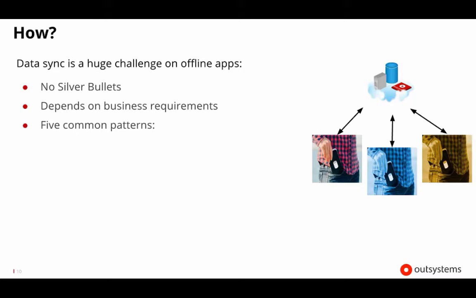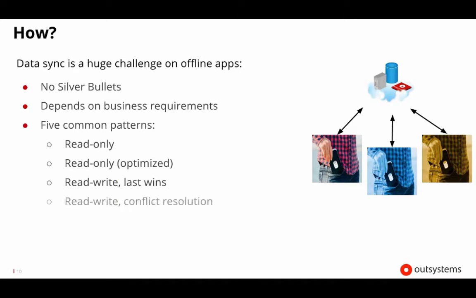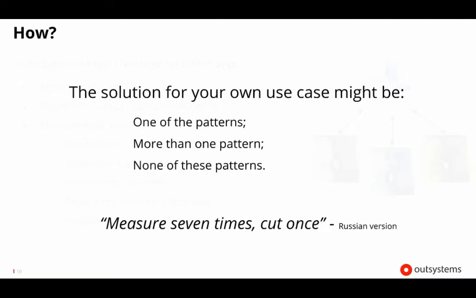Here is the list of five of the use patterns that are implemented and well documented. Read-only, read-only optimized, ReadWrite Last Wins, ReadWrite conflict resolution, and ReadWrite OneToMany. So the solution for each case can be one of these patterns, more than one, or even none. If we were measuring twice and cutting once, in this case we should follow the Russian version: measure seven times before cutting.